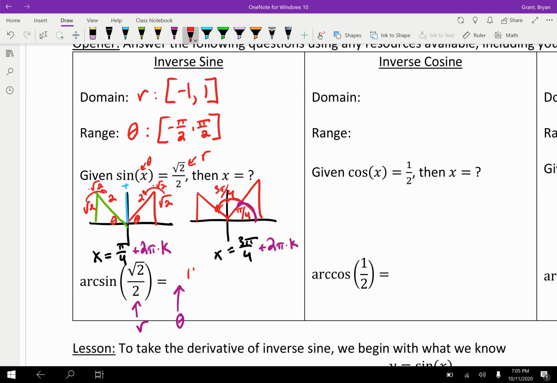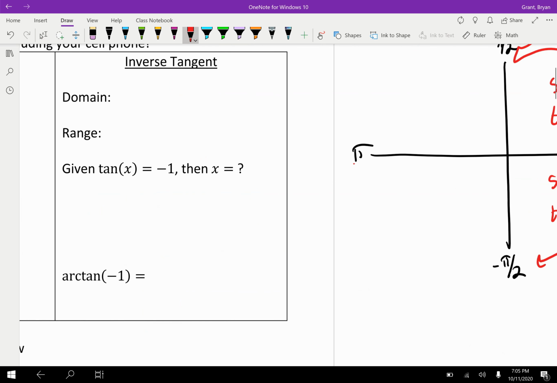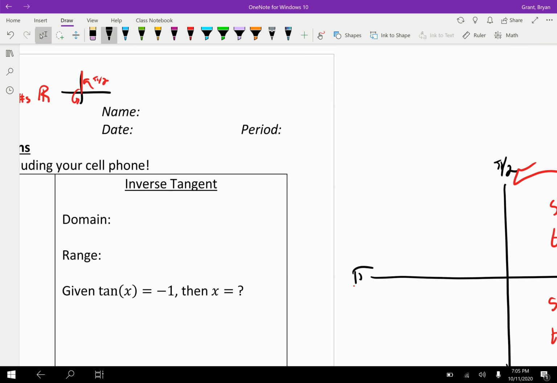I think it's just got to be pi over 4, or 45 degrees if you're in degrees. Okay, so we should probably actually do tangent since we just talked about it. Tangent and sine have the same range restrictions. So let's remember a couple things about tangent.